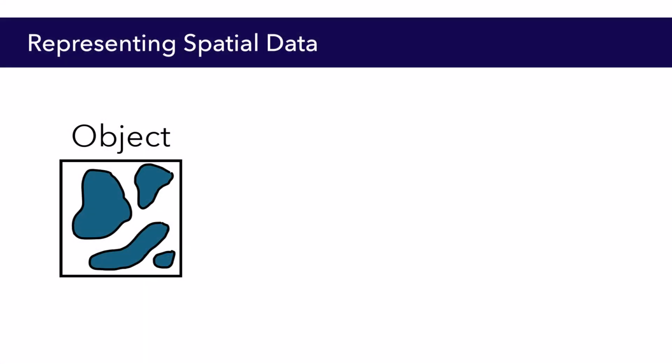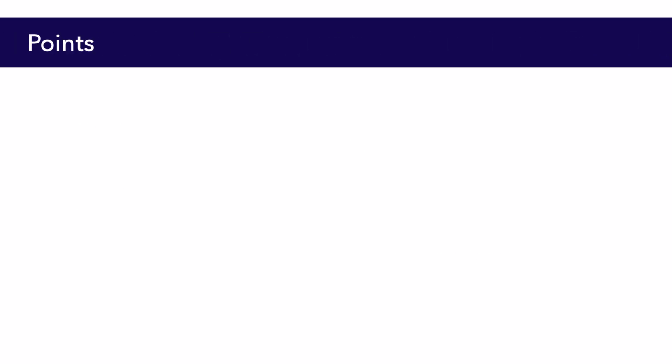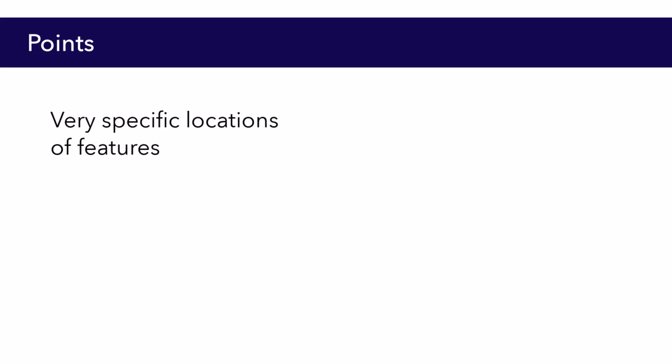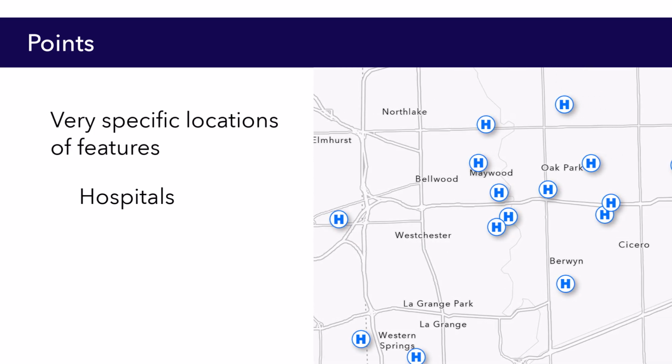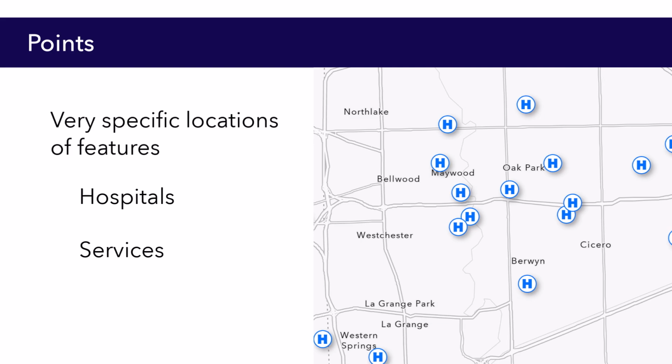When we talk about things in an object-based model, from a practical standpoint, we put the data in the computer as either points, lines, or areas. So let's talk a bit about each of those. Points are things that we use to be really honed into a particular location. So for example, we might look at hospitals or different kinds of services as points.